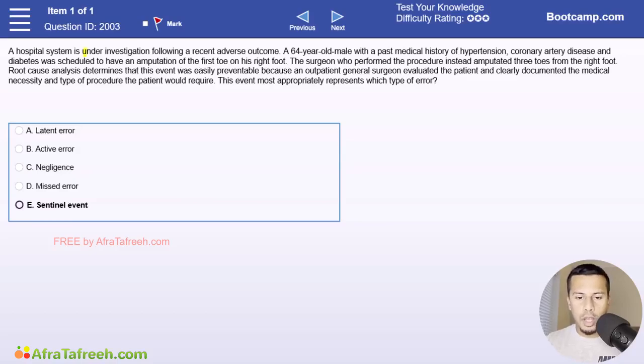A hospital system is under investigation following a recent adverse outcome, so we know something bad happened. A 64-year-old male with a past medical history of hypertension, coronary artery disease, and diabetes was scheduled to have an amputation of the first toe on his right foot. The surgeon who performed the procedure instead amputated 3 toes from the right foot, so that's no good. Was supposed to be 1 toe on the right foot, got 3 toes amputated on the right foot. Not good at all. Root cause analysis determines that this event was easily preventable because an outpatient general surgeon evaluated the patient and clearly documented the medical necessity and type of procedure the patient would require. This event most appropriately represents which type of error?